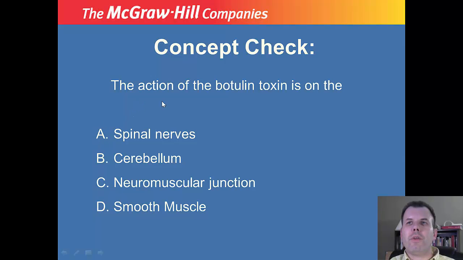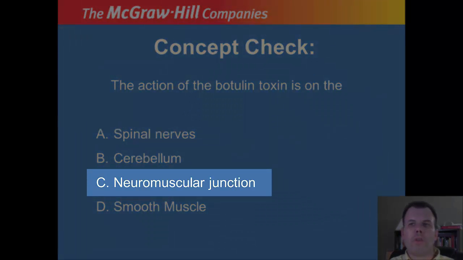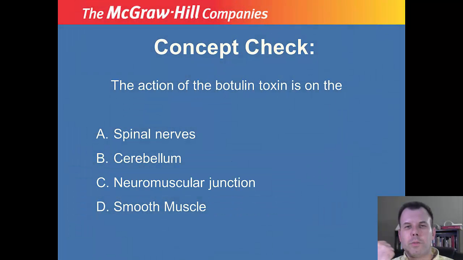All right, so the action of the botulinum toxin is on the what? Spinal nerve, cerebellum, neuromuscular junction, or smooth muscle. Which one do you think it is? Okay, if you said the neuromuscular junction, you would be correct because what it does is prevent the acetylcholine from being released, causing a flaccid paralysis in your muscles. The acetylcholine is necessary to cross that synapse, and when it crosses the synapse, it triggers the muscle to contract. In this case, you don't have the acetylcholine. So now you have paralysis, the muscle can't move, and that's how this toxin works, by blocking the acetylcholine. So good job if you got it right.